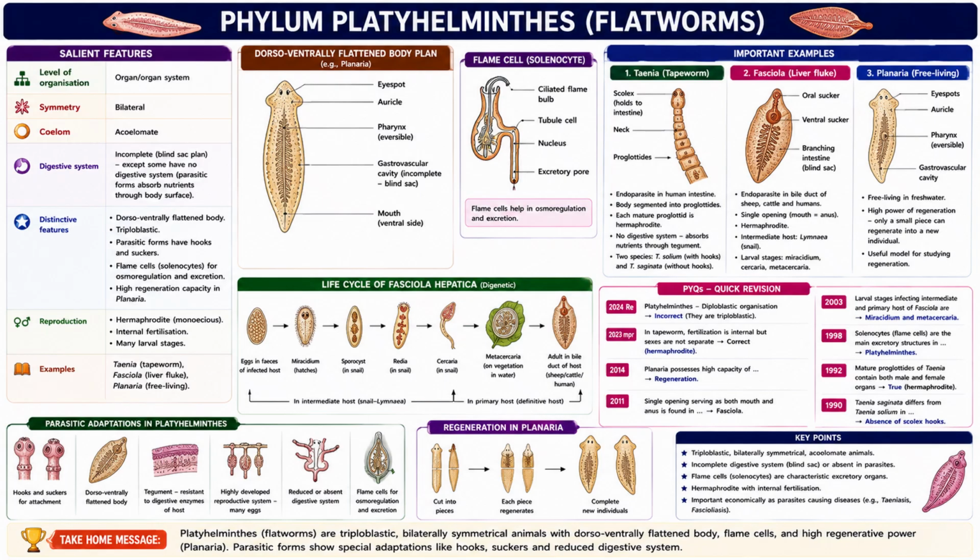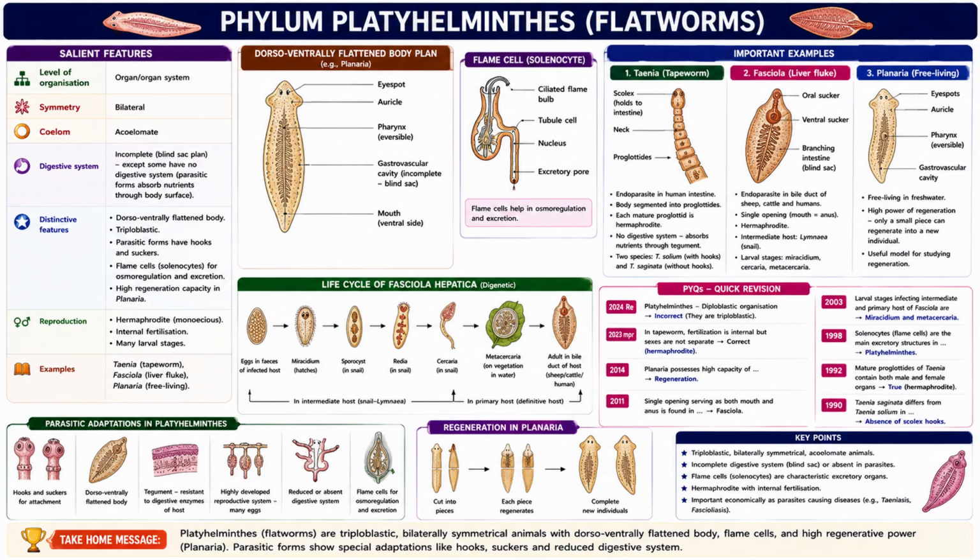The life cycle of Fasciola hepatica, which is digenetic: eggs in the feces of the infected host turn into miracidium, which hatches into sporocyst in the snail, then redia in the snail, then cercaria in the snail, and metacercaria on vegetation in water. The adult is in the bile duct of the host, sheep, cattle or humans. The intermediate host is the snail Limnaea, and the primary host is the definitive host. There are many previous year questions you have to study carefully.